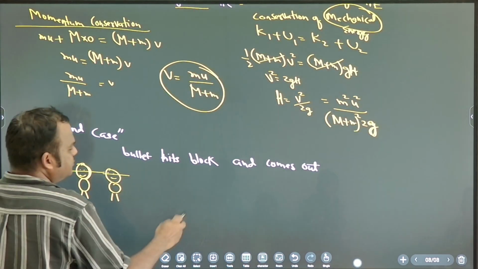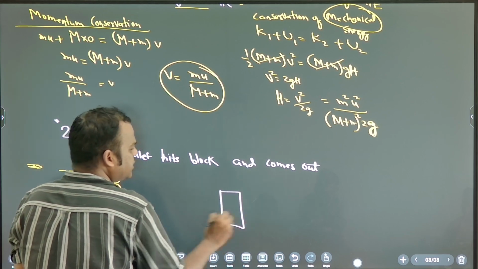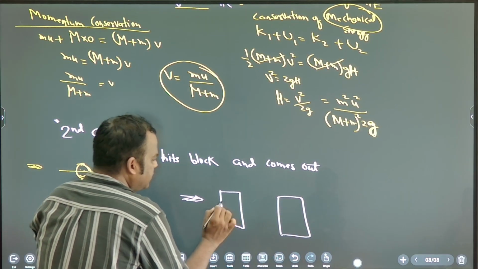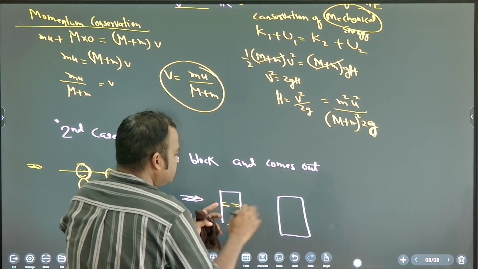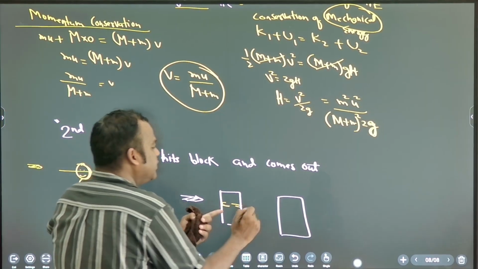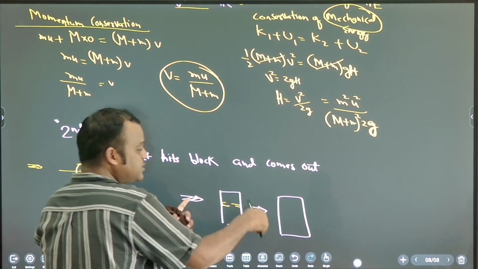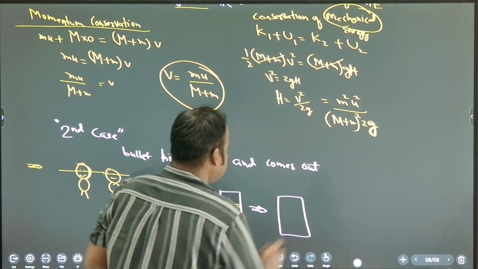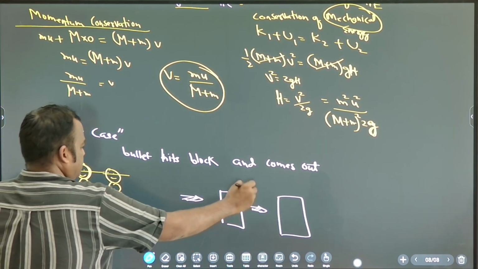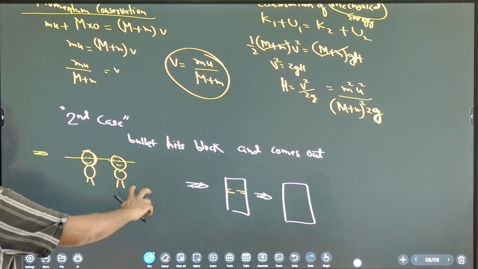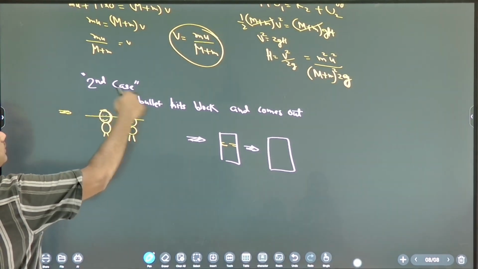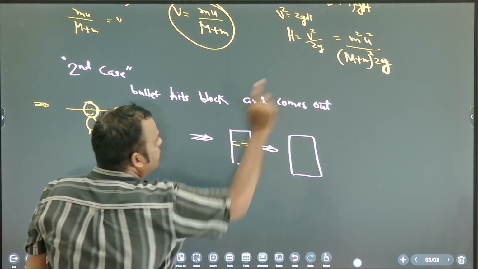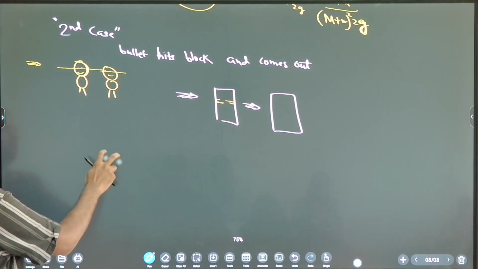So like this, one block is there, another block is there. Suppose the bullet is coming, it will penetrate the first block, but it is not embedded. It will come out with the same speed or less speed, then it will hit the second block. Okay, like this. So let's do that. Note down. Second case: bullet hits block and comes out.